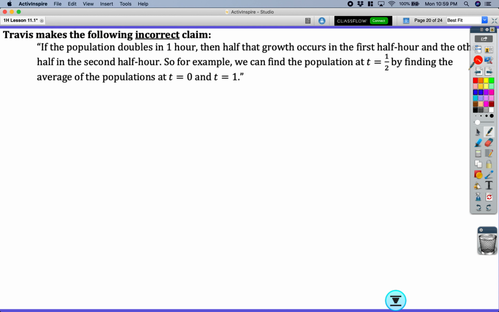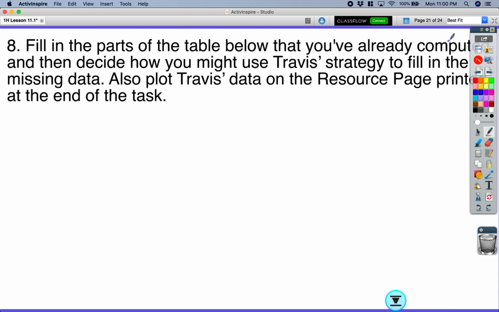So let's go ahead and look at what Travis thought. Travis makes the following incorrect claim. If a population doubles in 1 hour, then half that growth occurs in the first half hour and the other half in the second half hour. So for example, we can find the population at t equals 1/2 by finding the average of the population at t equals 0 and t equals 1. So what he's basically saying is fill in the parts of the table that you've already computed and decide how you might use Travis's strategy to fill in the missing data. Also, plot Travis's data on the resource page.